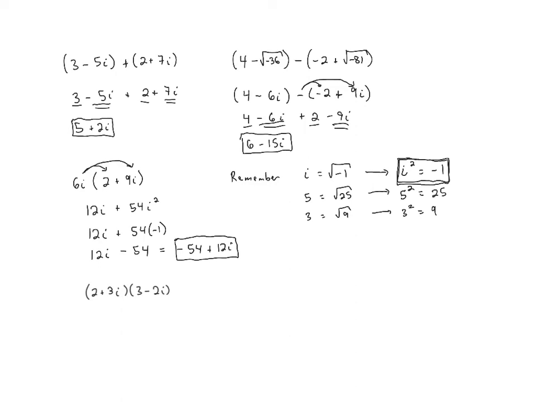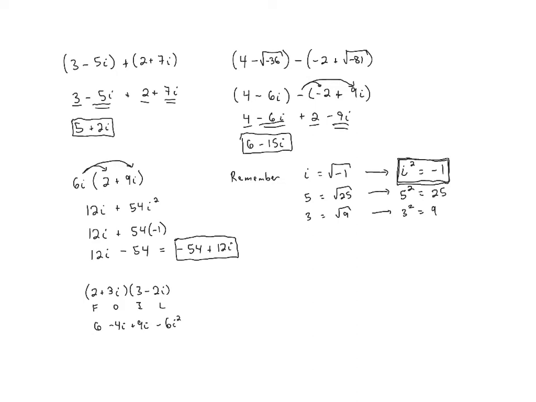What does your intuition tell you about how we can multiply these? Well, this almost looks like a binomial times a binomial, because each of these has 2 terms. And we know that when we have a binomial times a binomial, we can multiply it out by foiling. So let's do that. The product of the first terms, 2 times 3, is 6. The product of the outer terms, 2 times -2i, is -4i. The product of the inner terms, 3i times 3, is 9i. And then the product of the last terms, 3i times -2i, is -6i squared.